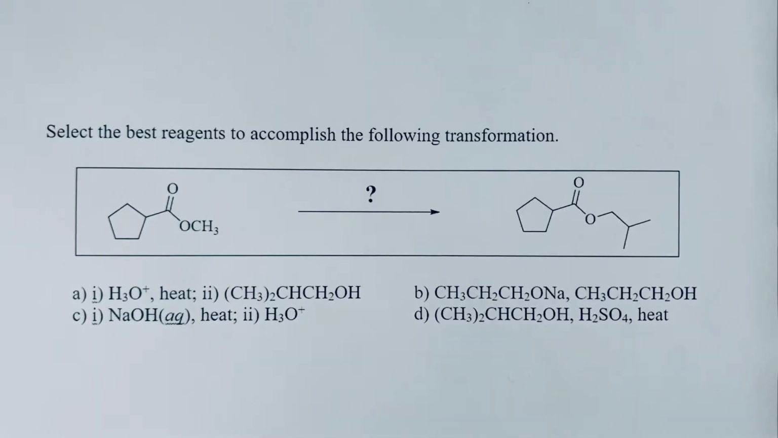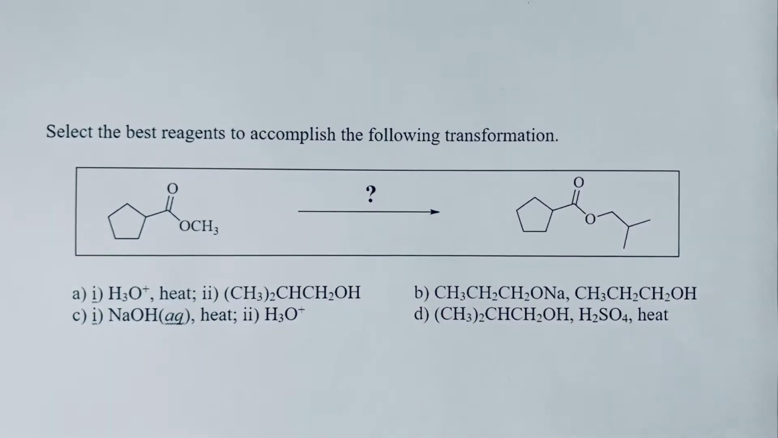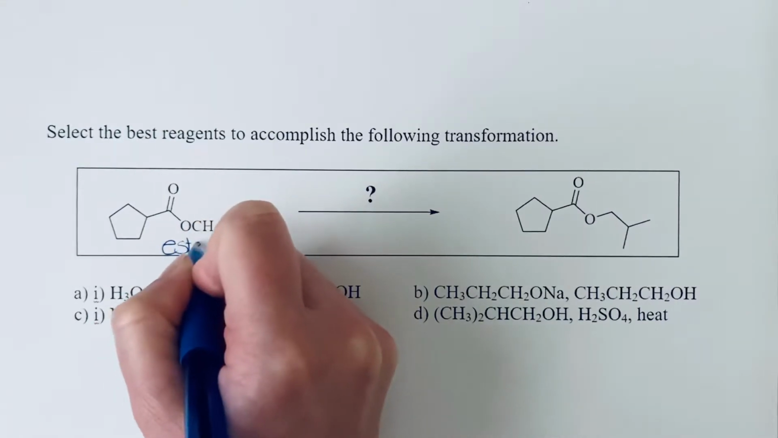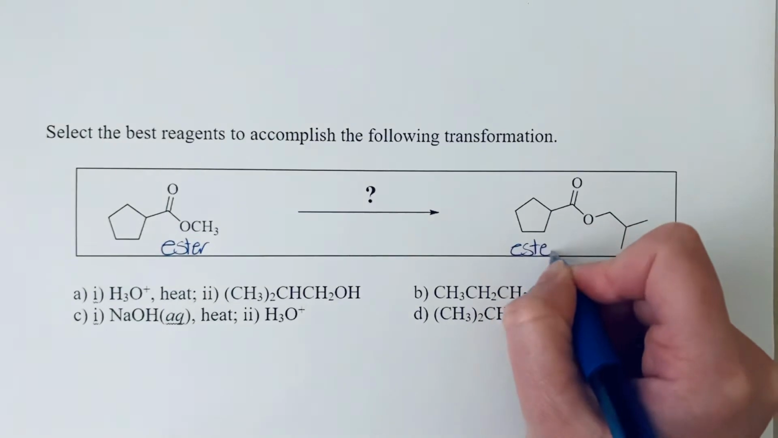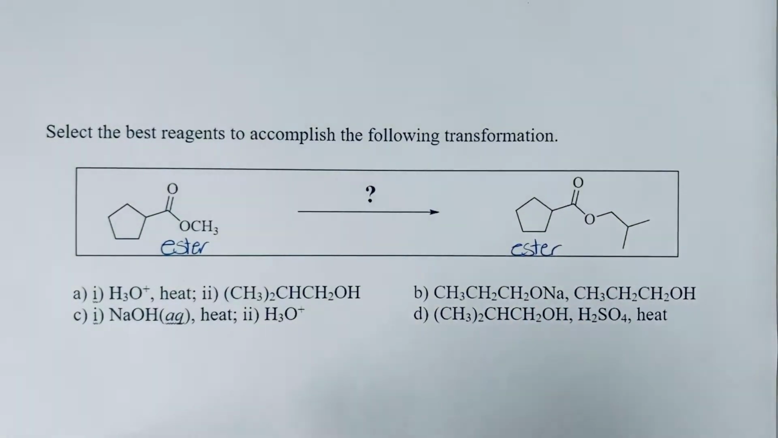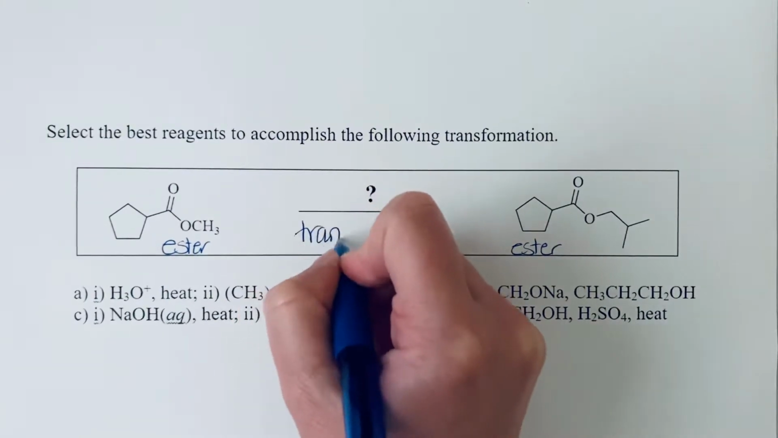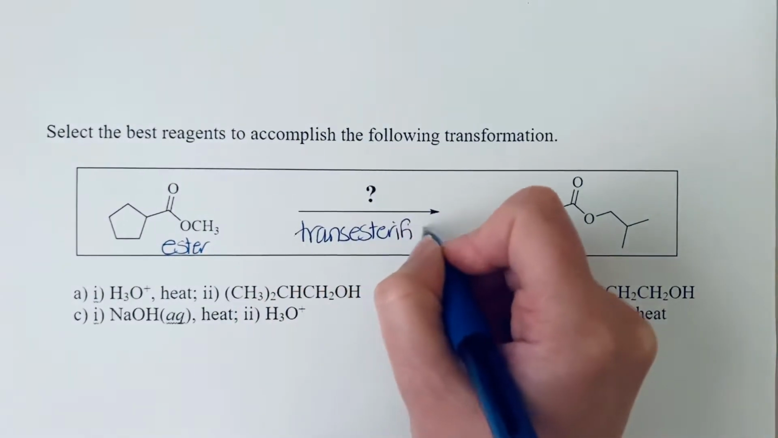Select the best reagents to accomplish the following transformation. So we want to see what we're starting with and what we're ending up with as a product. We are starting with an ester, and our product is also an ester, it just happens to be a different ester. So if you're going from one ester to another, then you are performing a trans-esterification reaction.